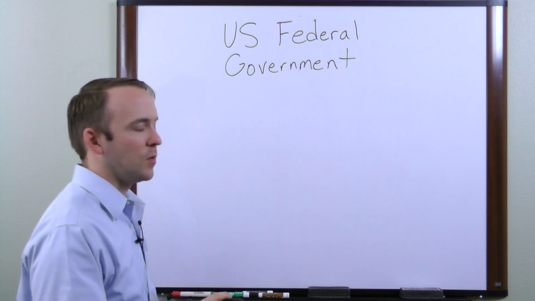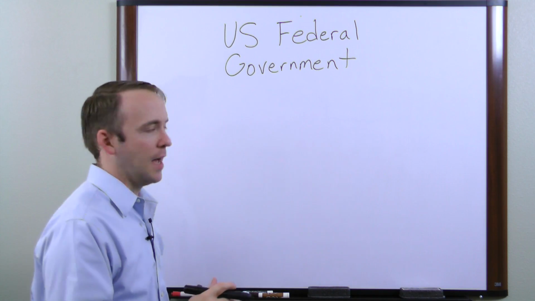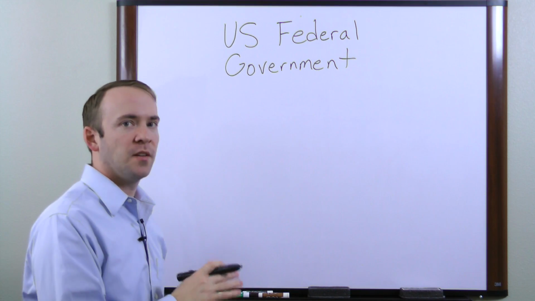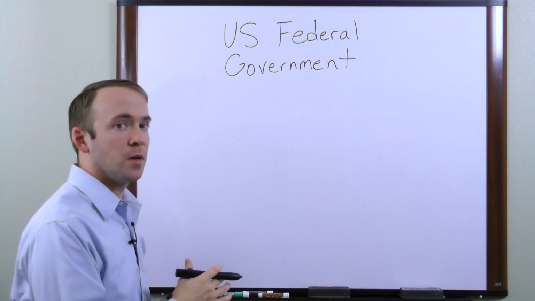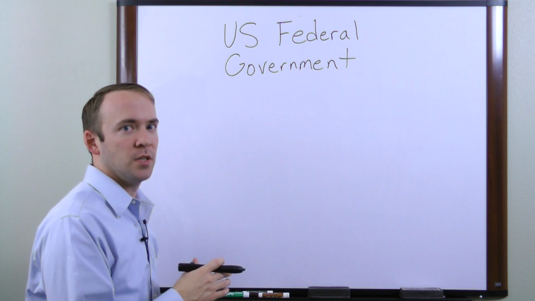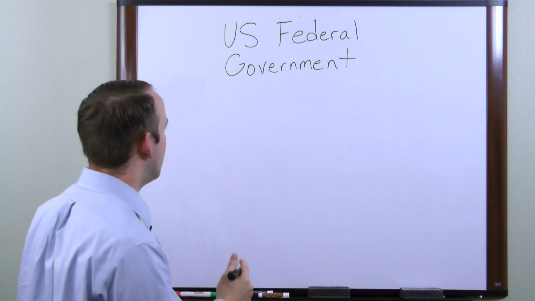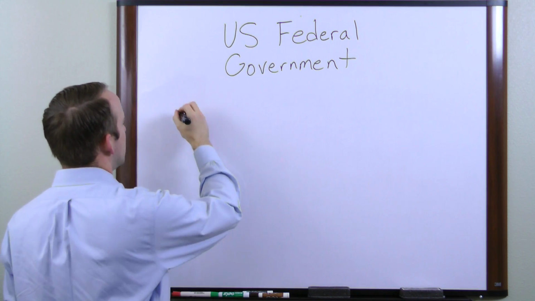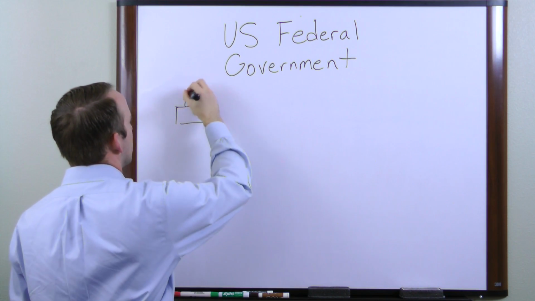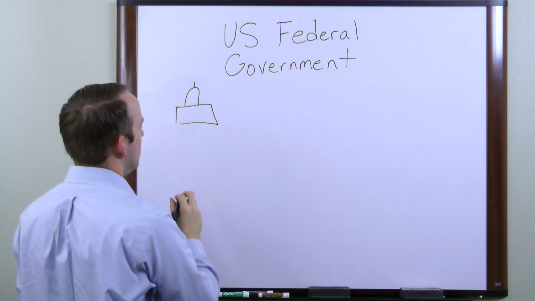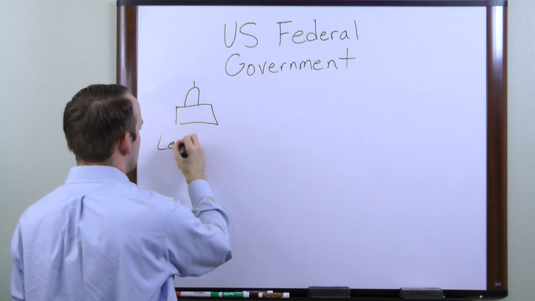The U.S. federal government affects all of our lives. It is made up of 3 different branches. The branches were established by the U.S. Constitution, which was adopted in 1787. The first branch serves in the U.S. Capitol building, and it's the legislative branch.